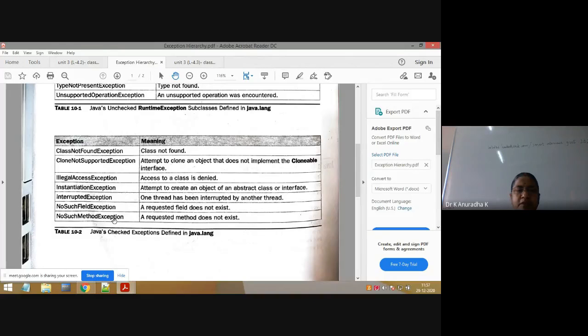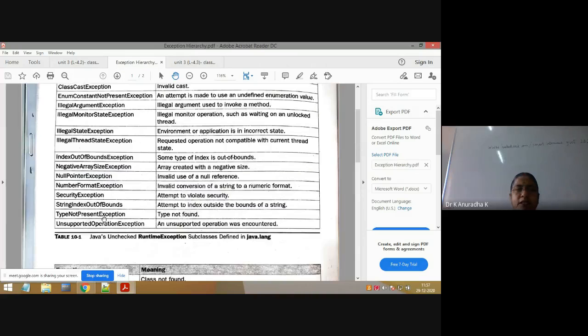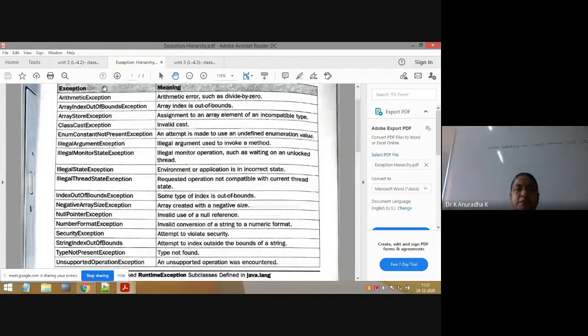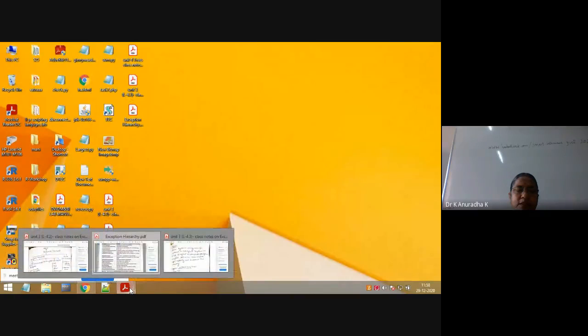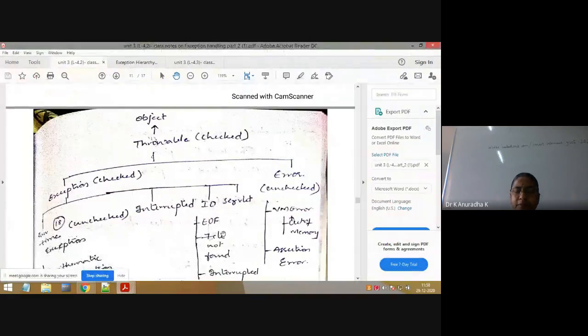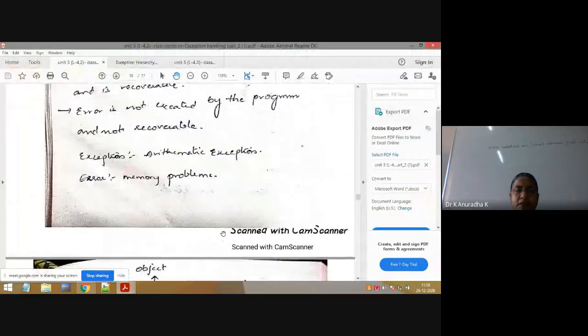Similarly, we have many more checked exceptions. That's why there is no need to remember the checked exceptions. Try to remember only the unchecked exceptions, to tell whether a given exception is checked or unchecked. So these are the unchecked exceptions. Okay. With this, the exception hierarchy is completed. Now we will write the programs using try with multiple catches. Now you can understand easily.